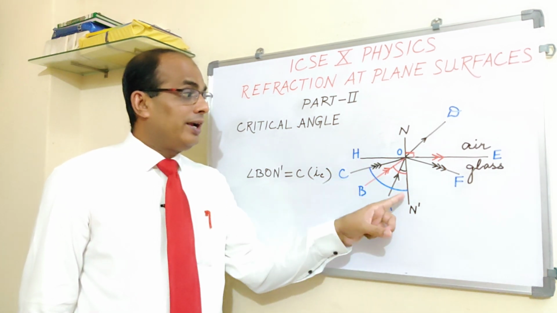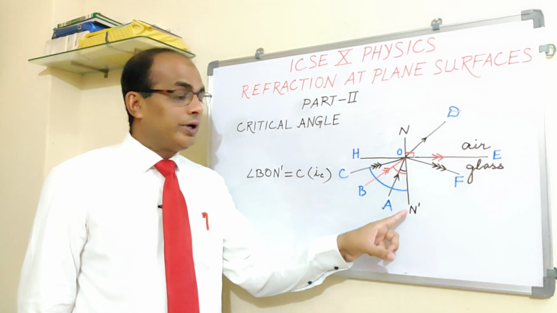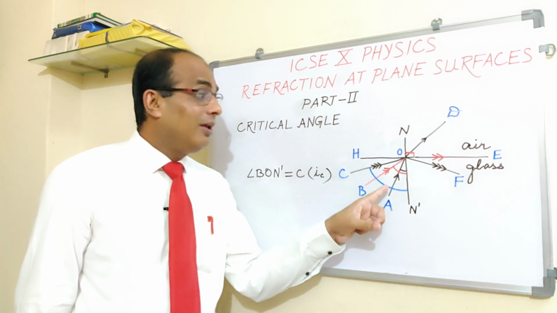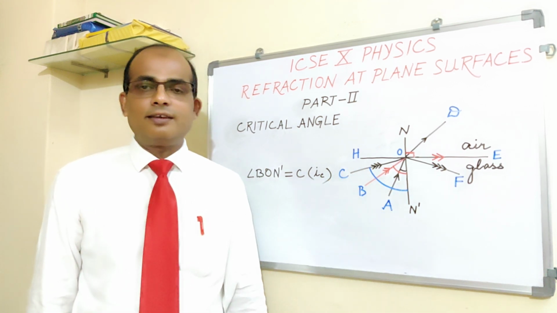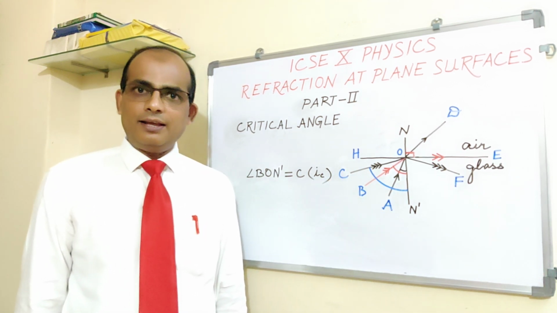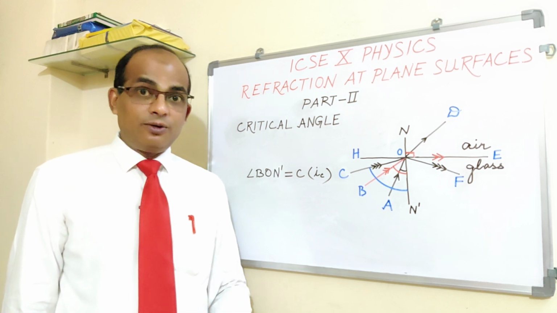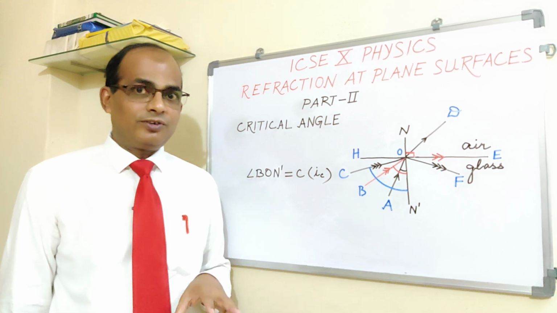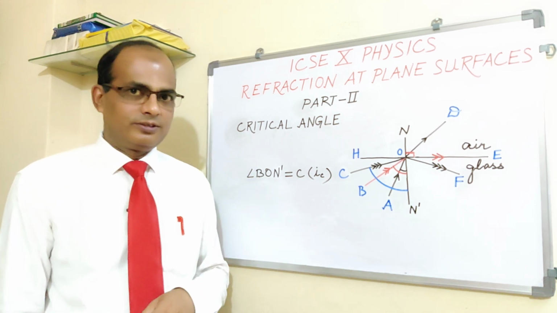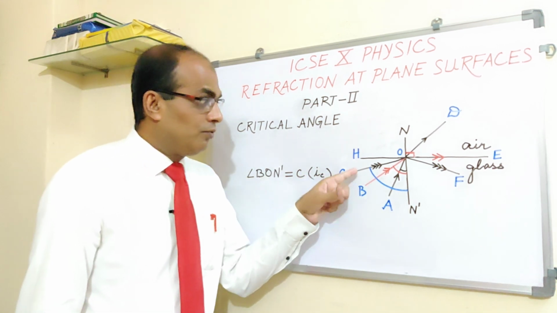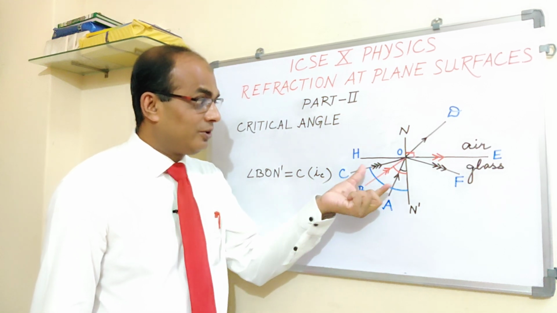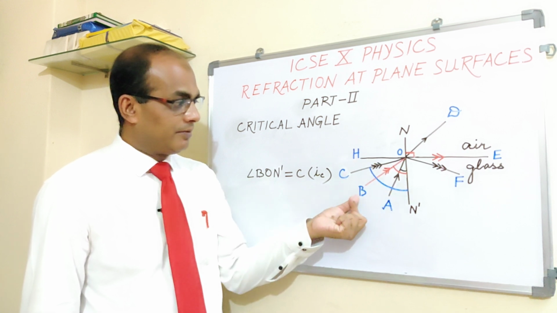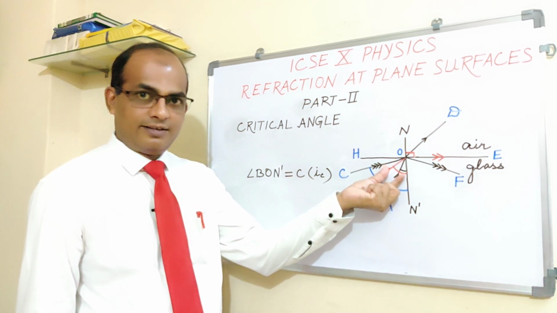Is CON dash greater than BON dash? Yes. That means the angle of incidence in this case is more than the critical angle. And now what's happening? That also you observe. Be vigilant, observe what's happening. Then you can define on your own. So for this incident ray, you see that the angle of incidence is more than the critical angle. The red one is critical angle. BON dash in red, that is critical angle.